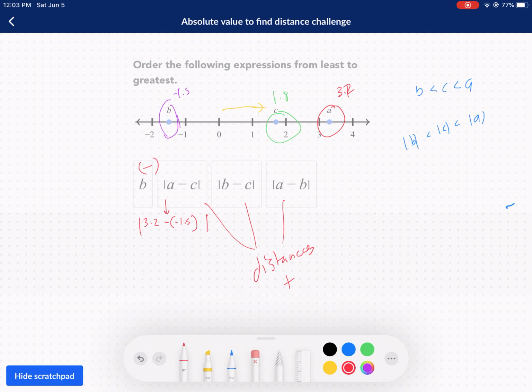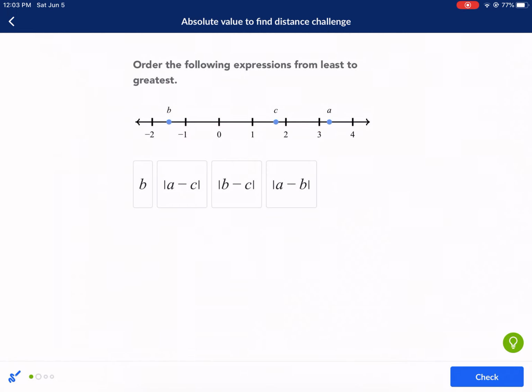Now, originally I was talking about this. You could just plug in the values and solve. You could do 3.2 minus a negative 1.5, and you get 4.7. Absolute value of 4.7 is 4.7, okay? You could do negative 1.5 minus 1.8, take the absolute value of that for this one, and you get something smaller than 4.7. But you could do that for each one of these, but I think it just makes most sense to look at the distances and know that B is negative. So we should be good here.